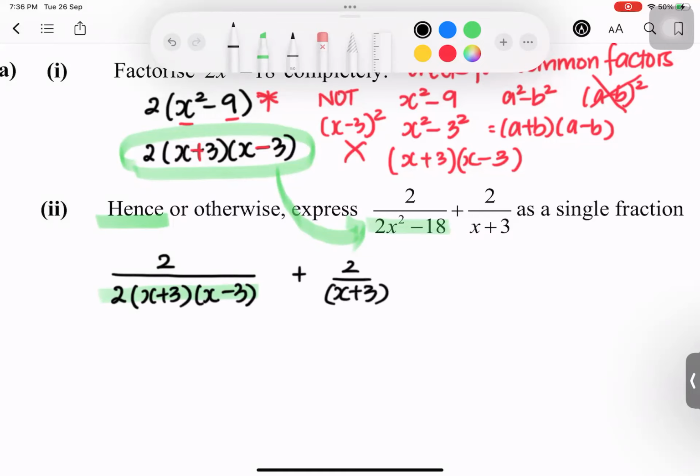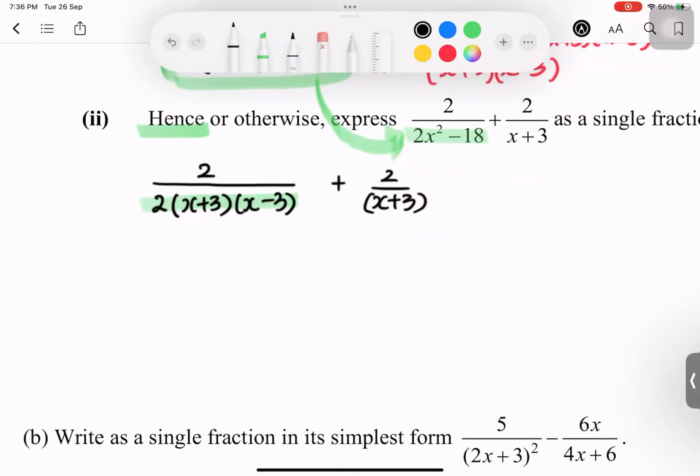Now the question is, for this type, how do we do it? What do I need to multiply to it? You see the x plus 3 is the same. What is missing from this side? 2 is missing, so I need to times 2. x minus 3 is missing, so I need to times another x minus 3. If you go and multiply by 2x squared minus 18, then the whole thing will have x cubed or whatever, very difficult.